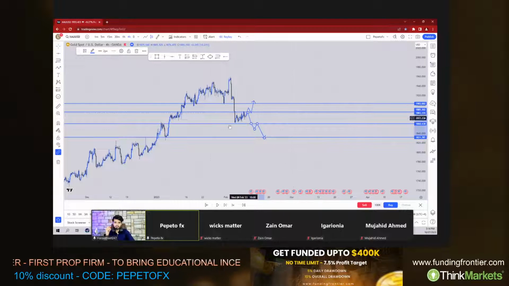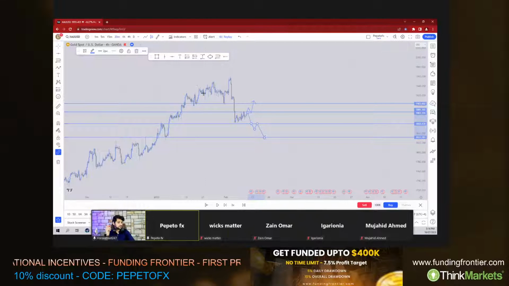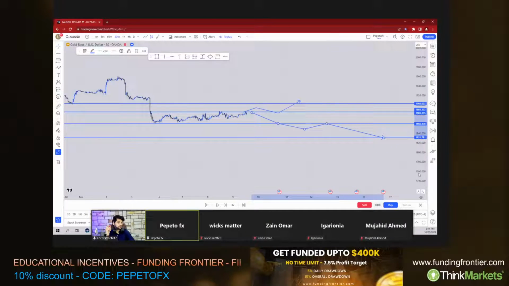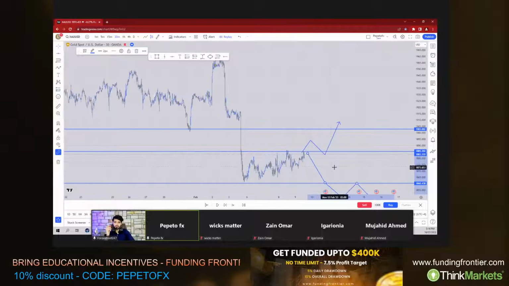That's it. So what we have: market structure, key levels. Now we know breakout, retest. So we have these concepts with us. Now we know what is happening in the 4-hour time frame. We'll go to 30 minutes. Why 30 minutes? It's giving us, on gold especially, better direction and better data.